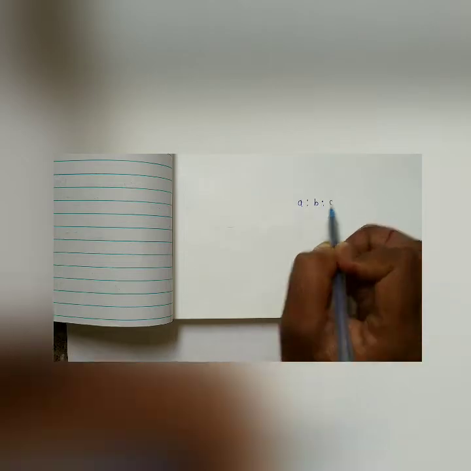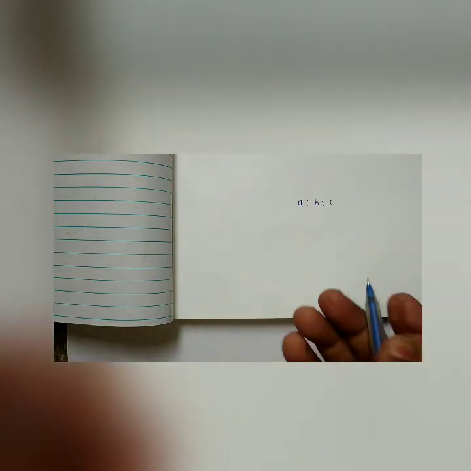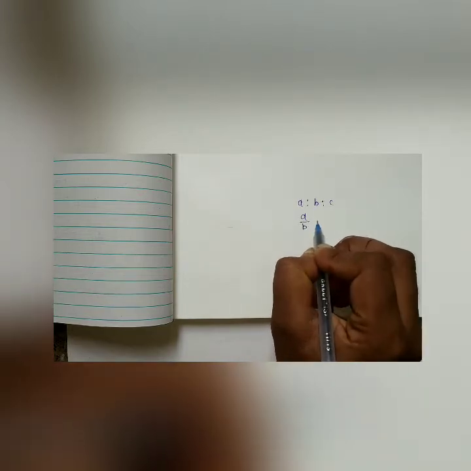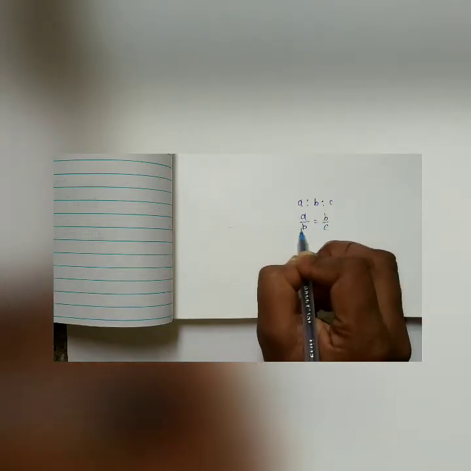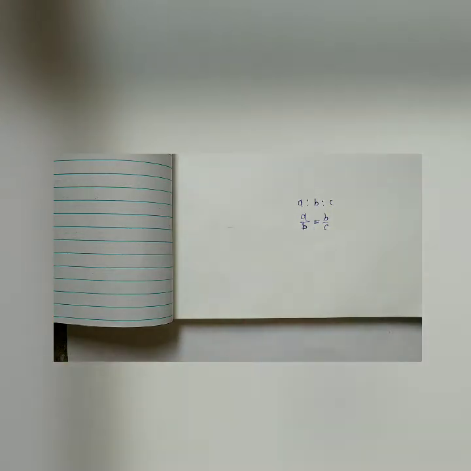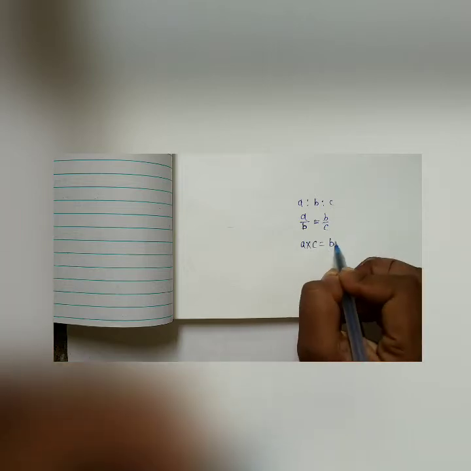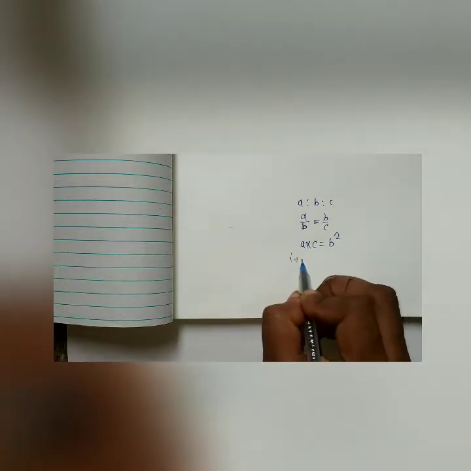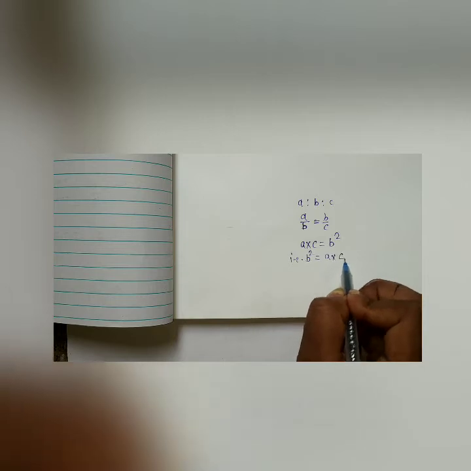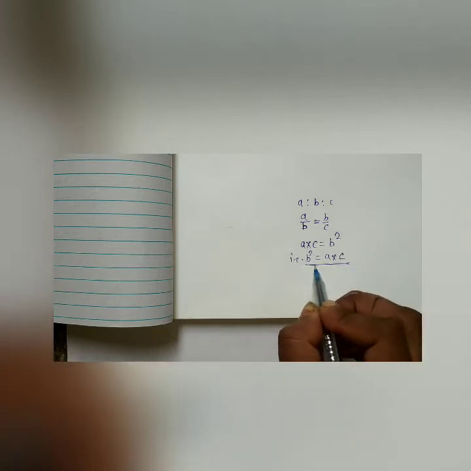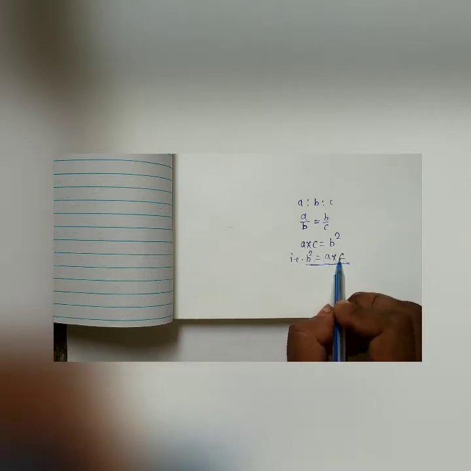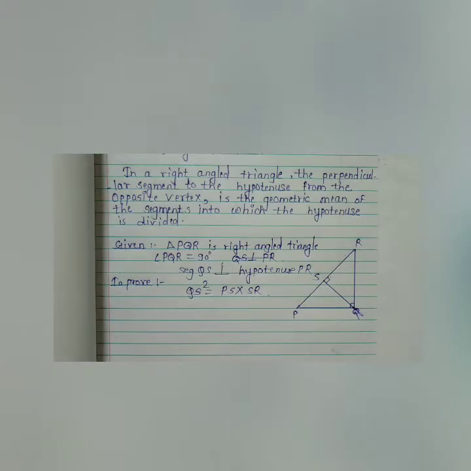First of all, we see the geometric mean. Suppose A, B and C are in proportion. Therefore A upon B is equal to B upon C. Cross multiplication, A into C is equal to B into B, means B square. That is B square is equal to A into C. Therefore B is called the geometric mean of A and C.